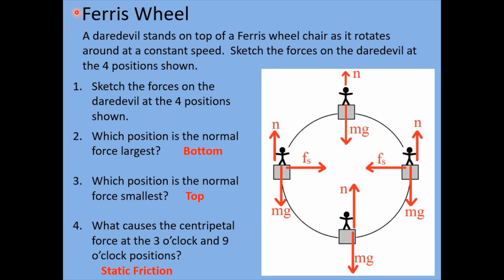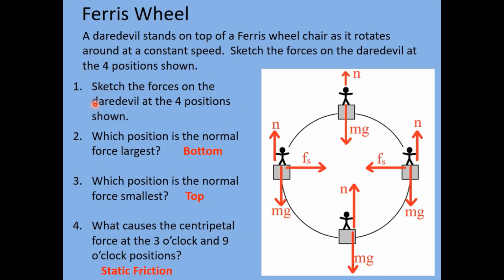So here's another semi-conceptual problem that just illustrates some of the characteristics of uniform circular motion and dynamics. With the Ferris wheel here, we've got a daredevil that's standing on top of the Ferris wheel chair. I'm not sure why he's doing this, but it rotates around at a constant speed. So here he is up here on the chair, and this thing is, of course, going to go around in a circle like this. We're asked to sketch the forces on the daredevil at the 4 positions shown.